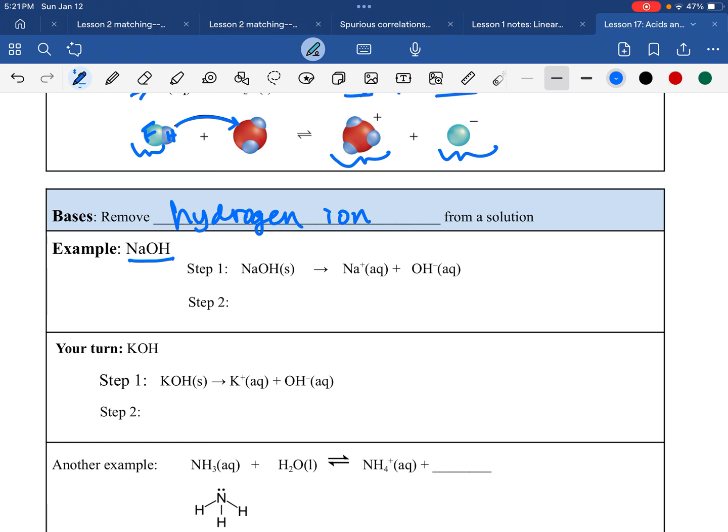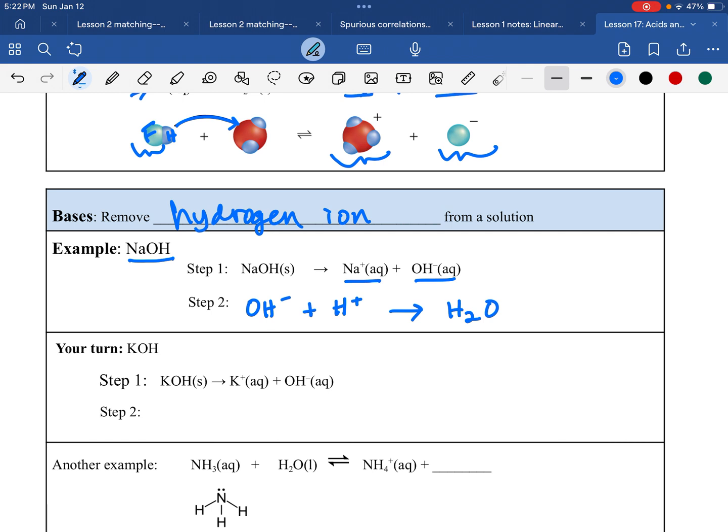There's a two-step process. First, sodium hydroxide is added to water and it ionizes, becoming sodium ion and hydroxide ion. Then in step 2, that hydroxide ion is going to combine with free hydrogen ions in the solution, in the water. And what do we think that makes? If we have an OH minus and an H, they're going to combine together to make H2O, water.